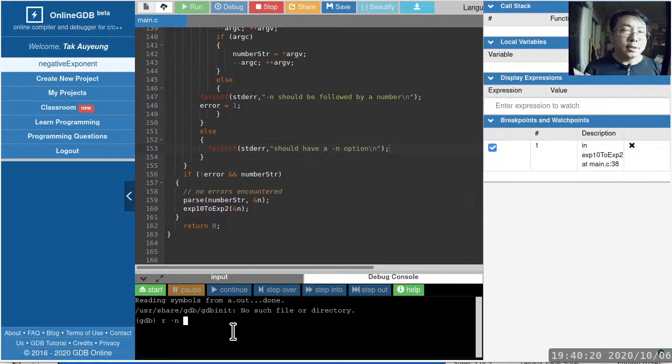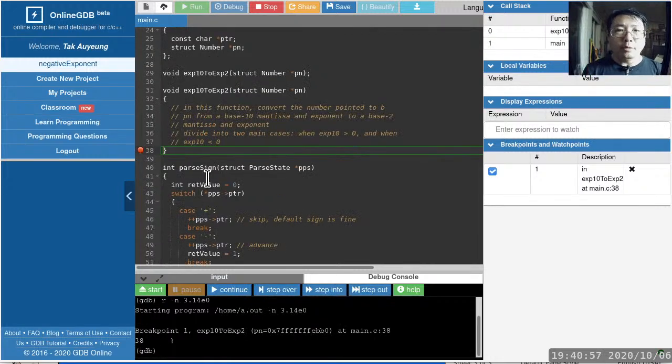But what this is really saying is the following is a base 10 scientific notation to be converted, okay? So I'm going to now specify 3.14 times 10 to the power of 0, which is really just pi. And then when you press the enter key, the program will start to run. So when you are testing your program, you have to remember when you run the program, you have to specify what is the string that you want the program to convert into a quote-unquote double. So when I press the enter key, the program runs, and now we get to the breakpoint.